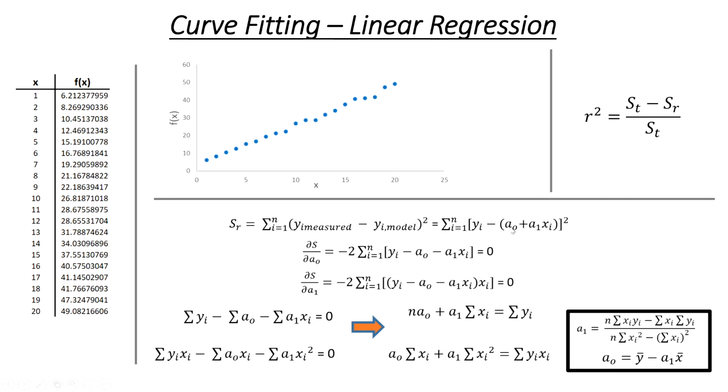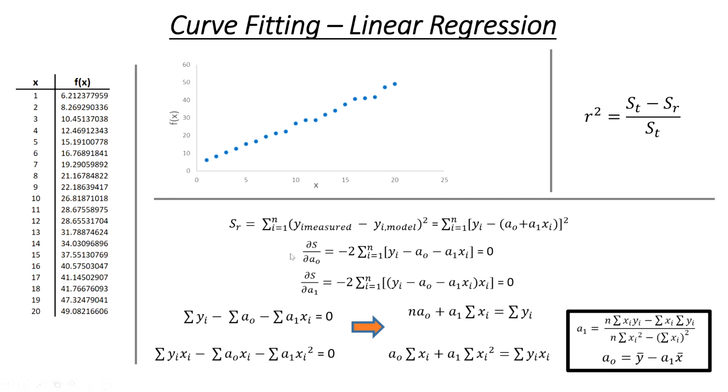So since we're dealing here with two independent variables, we're going to be dealing with a partial derivative. So we're going to be getting first the partial in terms of a naught, and then we're going to be getting a partial in terms of a1. So, and then we're going to be placing them into 0, and this is how we're going to be creating the model for linear regression.